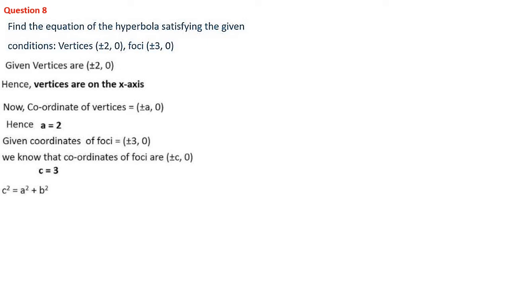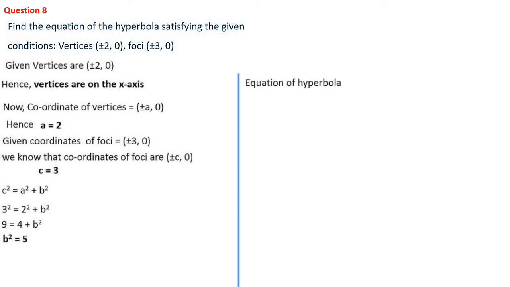Now we can calculate b because we want b for writing the equation of the hyperbola. So c square is equal to a square plus b square. Then when we substitute, c is 3 square equal to a is 2 square plus b square. Then 3 square is 9 equal to 2 square is 4 plus b square. So b square equal to this, bring to the left side, 9 minus 4. 9 minus 4 is 5. So b square equal to 5.